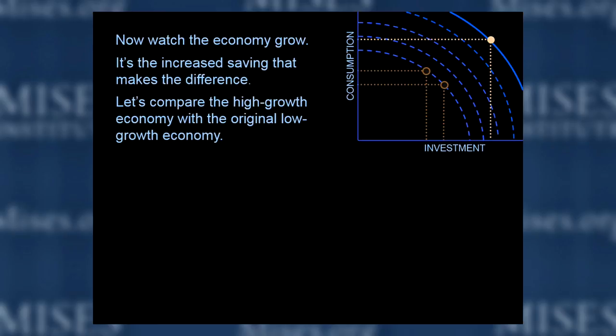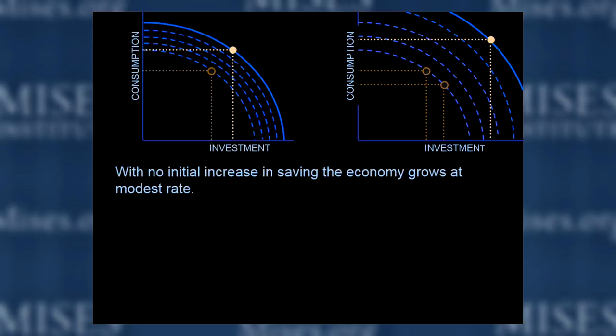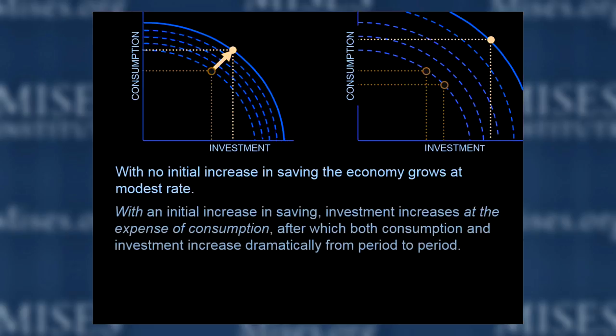Okay, so let's compare the high growth economy with the original low economic growth. With no initial increase in saving, the economy grows at a modest rate. You can watch the arrow there on the left. And with the initial increase in saving, investment increases at the expense of consumption, after which both consumption and investment increase dramatically from period to period. And if you look across there, you see now that the economy is outperforming what it used to be before you had the increase in saving.